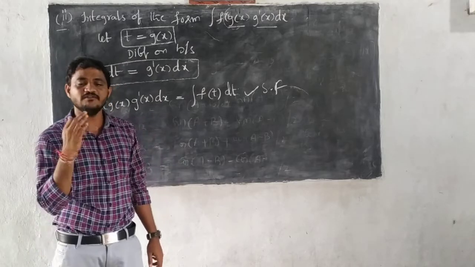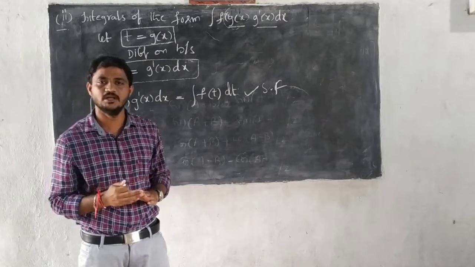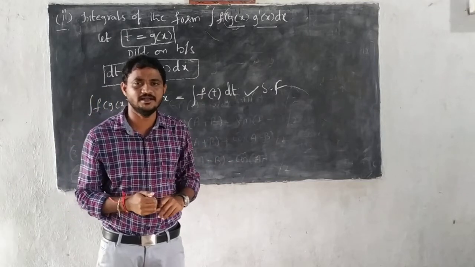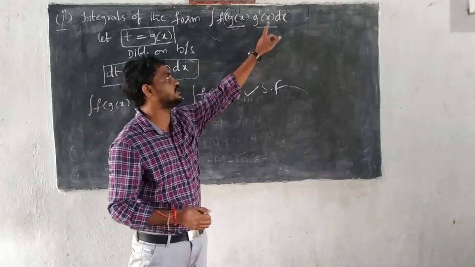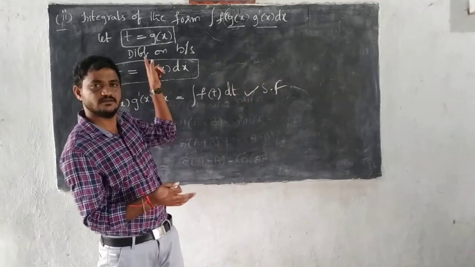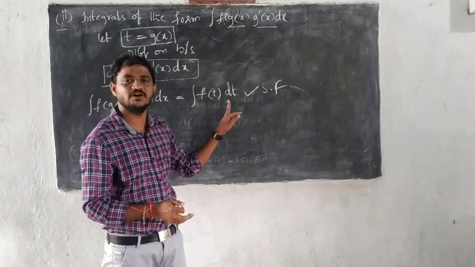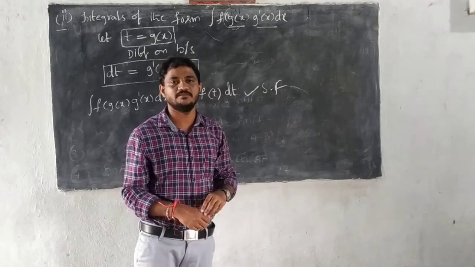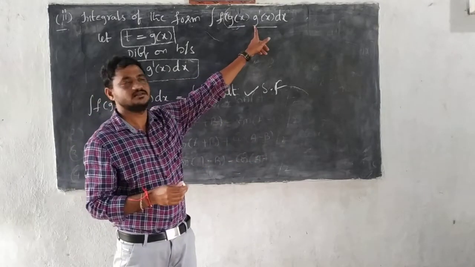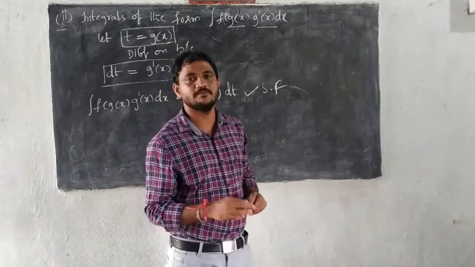So why do we use the integration by substitution method? If the given integral is not in standard form, to convert it into standard form, we use the integration by substitution method. In the given function, we have f of g of x into g dash of x dx, which is not in standard form. So to convert it into standard form, we use this method. After substituting these two values, we got integral f of t into dt, which is a standard form. So this is the process to convert these types of functions into standard forms. Let us discuss one problem based on this topic.